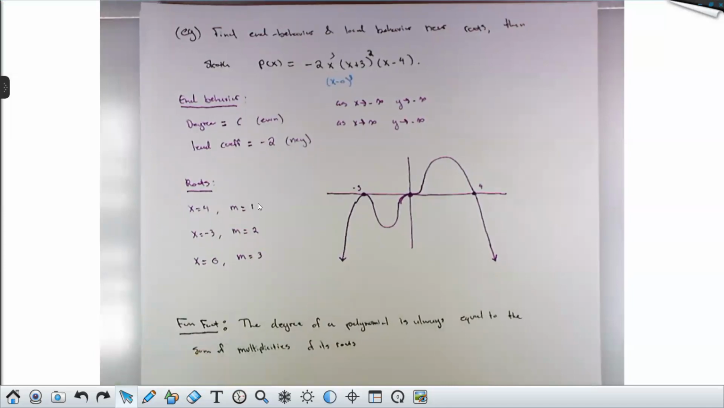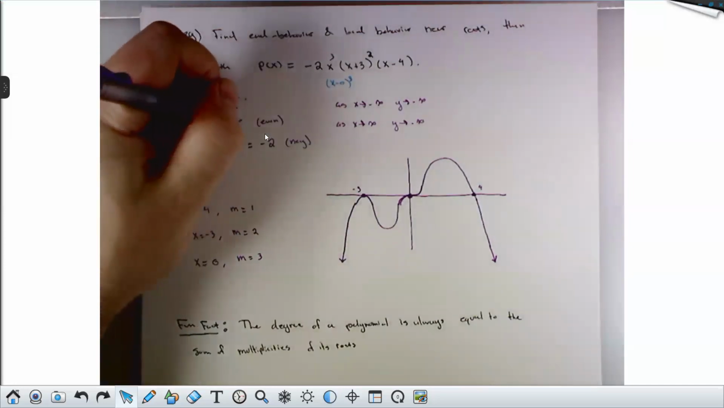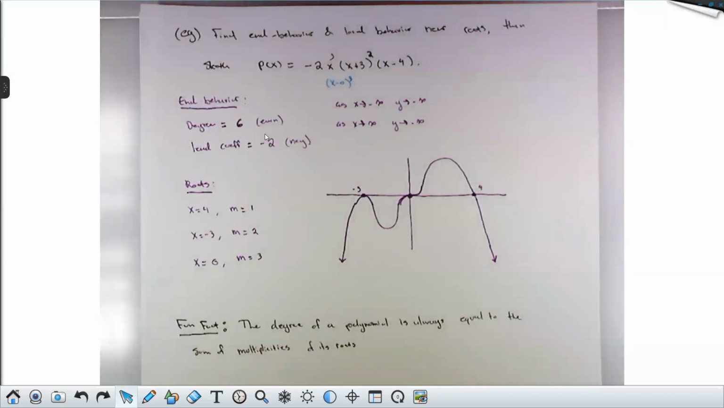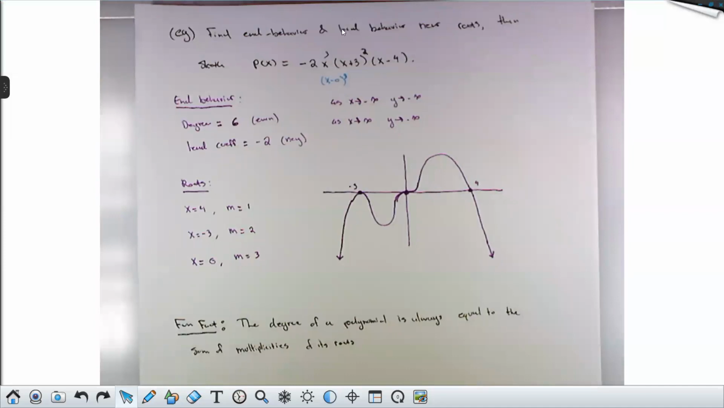So if I wanted to find the degree of this polynomial, which was 6, remember, without imagining multiplying it all out, this fun fact gives us another way to do that. I can look at each of the factors here. This is multiplicity 3, this is multiplicity 2, this is multiplicity 1, and just add those up. 3 plus 2 plus 1 is 6. You don't even need to imagine multiplying it out. So this fun fact makes this process even faster.